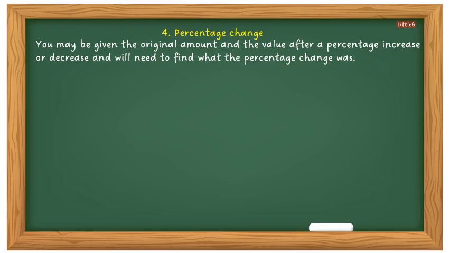Now let's look at percentage change. You may be given the original amount and the value after a percentage increase or decrease, and you will need to find out what percentage the change was. Okay, so there's the formula for it. It's just the difference between the two. You divide that by the starting value, and again, to convert it to a percentage, you multiply by 100.